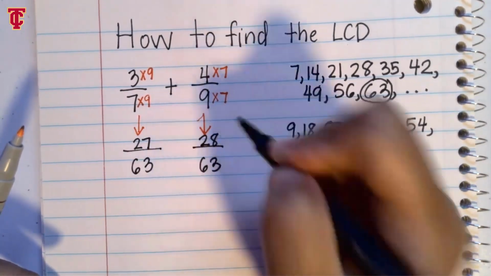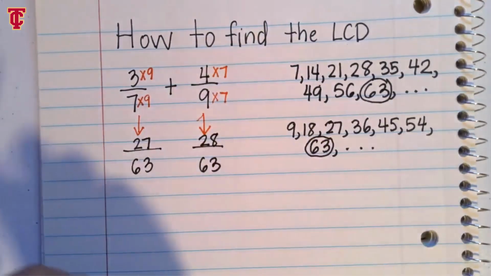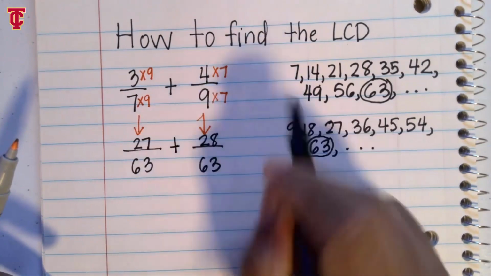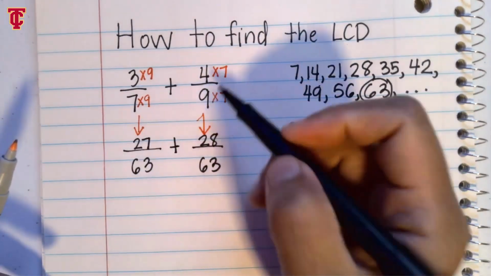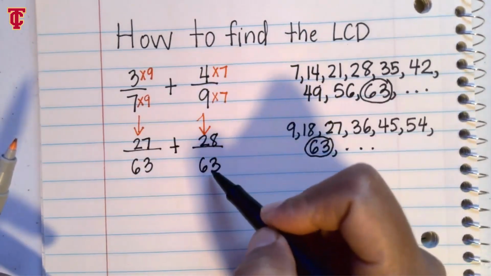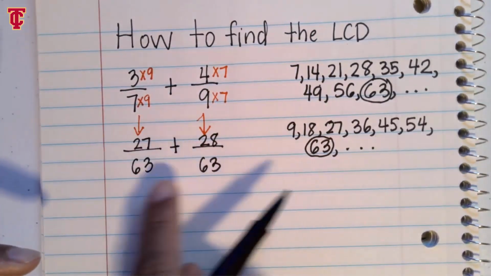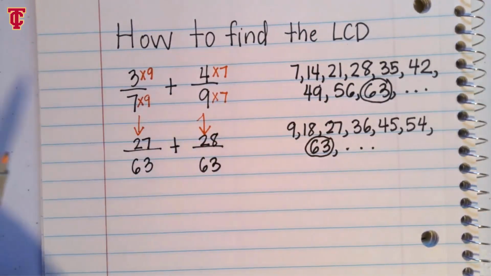So now I have my equation where I'm adding 27 over 63 and 28 over 63. And that's as far as I really want to take this. I'm just trying to show you how you can get your LCD for any sort of arithmetic that is going to require you to have the exact same denominator as part of an arithmetic action.